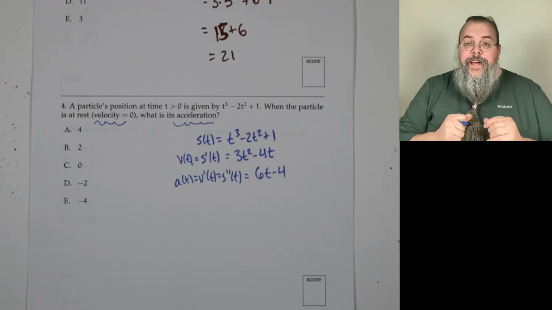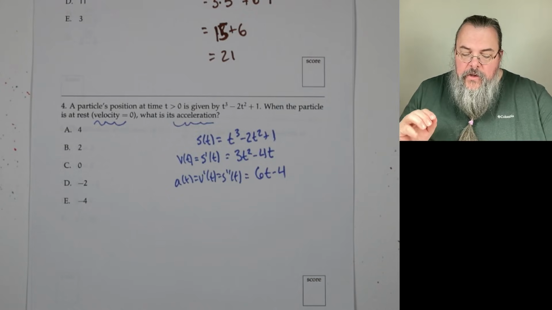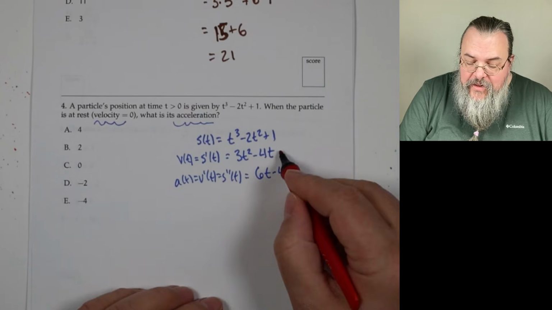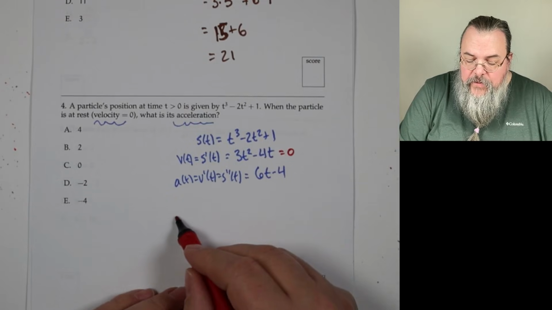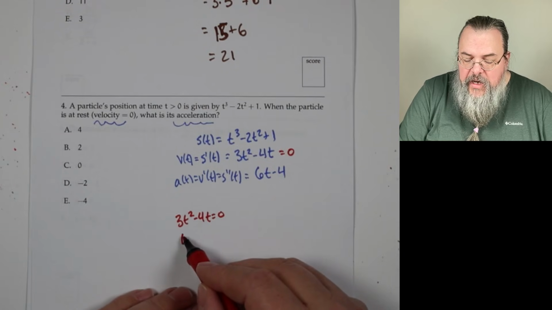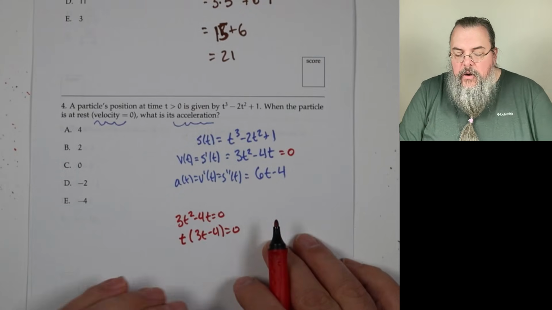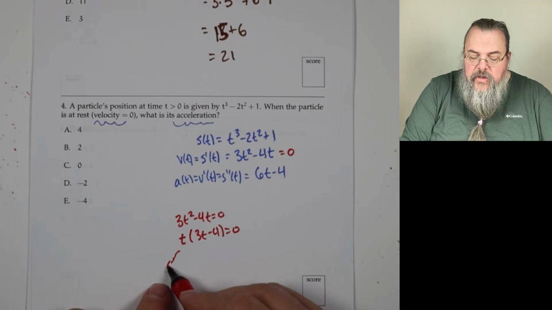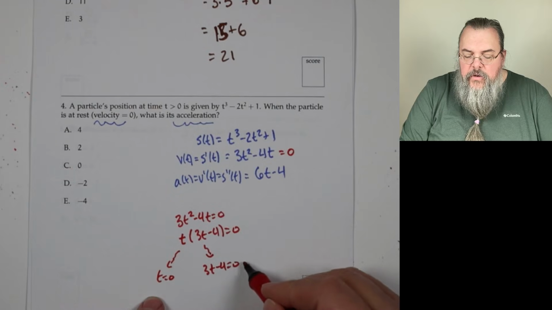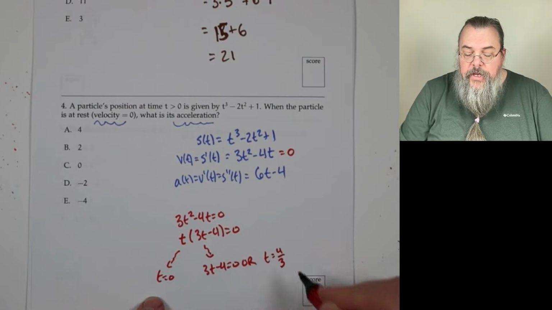All right, now the stage is set. We want to look at it when the particle is at rest, so velocity equals 0. We set this equal to 0. So we have 3t squared minus 4t equals 0. Now you can factor a t out. So this becomes t times 3t minus 4 equals 0. Now, that leads us to two possibilities. T equals 0, or 3t minus 4 equals 0, which is another way of saying if you add 4 and divide by 3, t is 4 over 3.